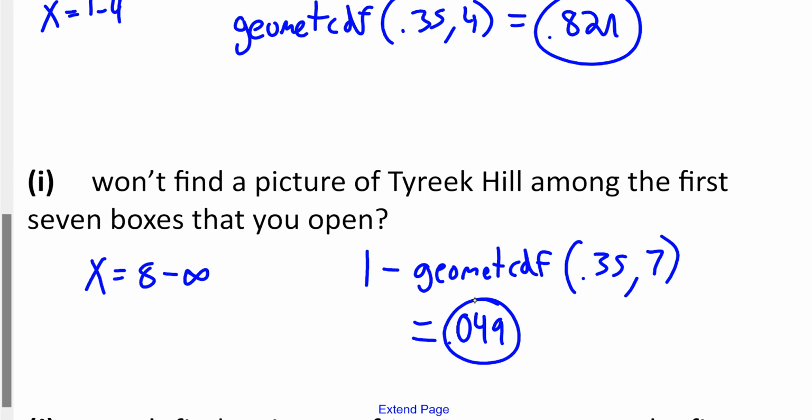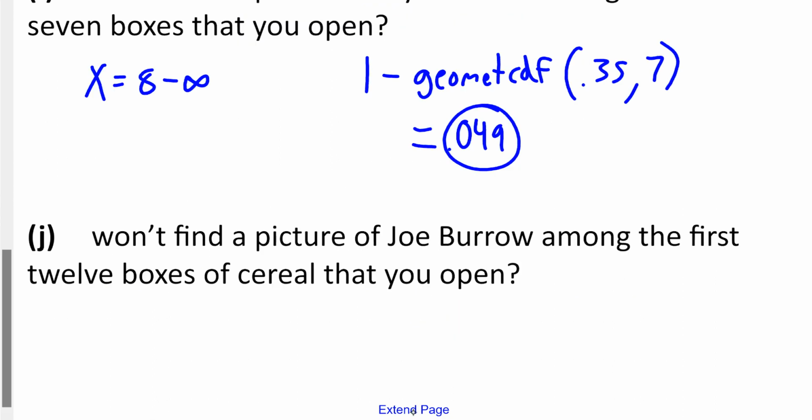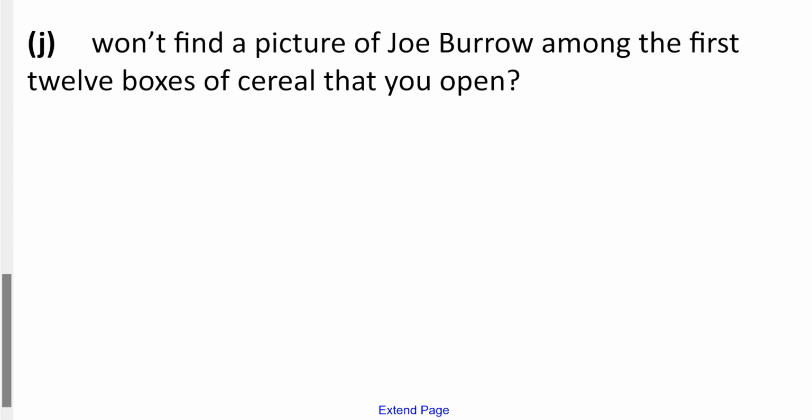All right, I've got one last question here. What's the probability that you won't find a picture of Joe Burrow among the first 12 boxes of cereal you open? I want to point out that this is a great way to do it, recognizing that it's geometric. This time we're going to look for 12 to infinity, and this is for Joe Burrow.